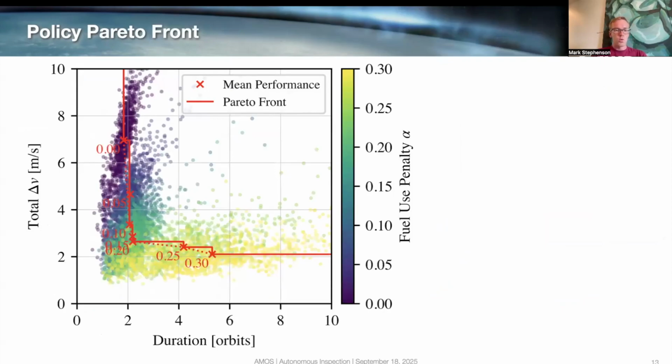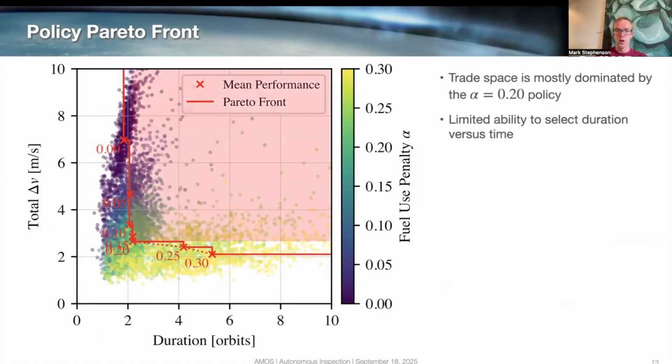We can then zoom out one more step and look at all 7 policies that we trained for different values of that alpha parameter. Each of these clusters is a benchmark over the same 1,000 cases for each alpha value. And we can see pretty quickly that the Pareto front it creates is pretty steep in both directions.